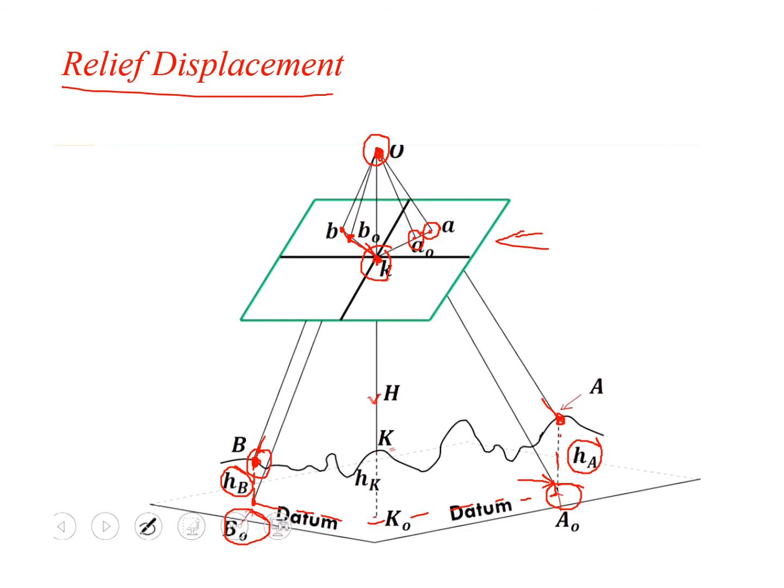So you can see, if you want to know the elevation, that is the HB here, you measure this distance with the scale, and you will get the corresponding elevation. Similarly, this elevation, that is the HA. If you measure this on the scale, AA0, that will correspondingly be the elevation on the photographs.